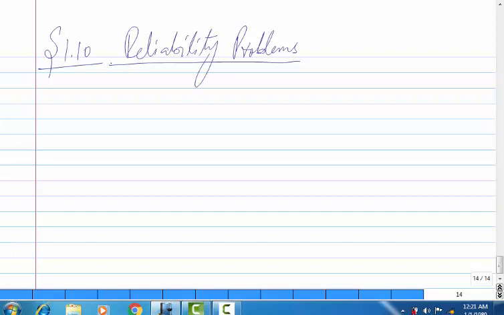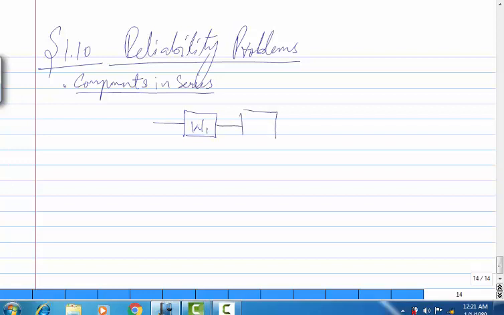There are two possibilities for how a component is connected with the system. One is known as components in series. This means that you have a system and that system has some components that are connected in series. How are they connected? For example, this is the first component, say W1, W2. They are connected in series. You have to calculate the reliability, meaning how confident you are that this component operates successfully. So this is the reliability analysis.